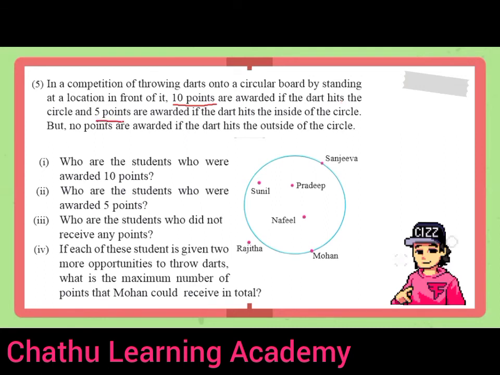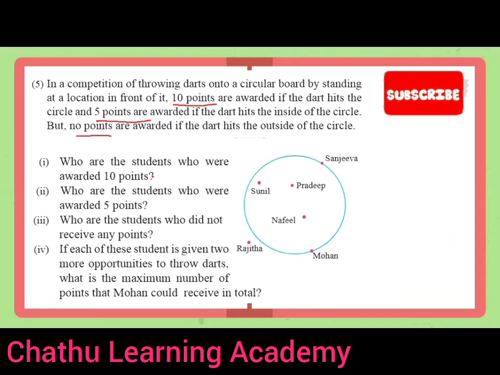Okay, if it hits on the circle, 10 points are awarded. Next, 5 points are awarded if the dart hits inside the circle. Then no points are awarded if the dart hits outside of the circle. That is the given rule. First part, who are the students who were awarded 10 points? 10 points are awarded if the dart hits on the circle. Here I told you, if it hits on the circle, then 10 points are awarded.